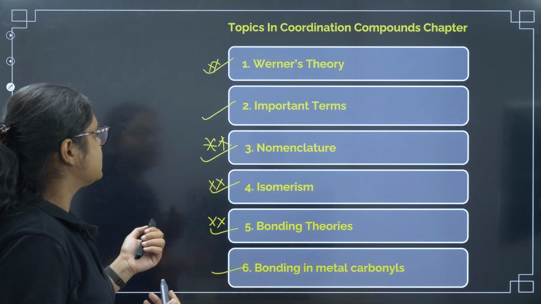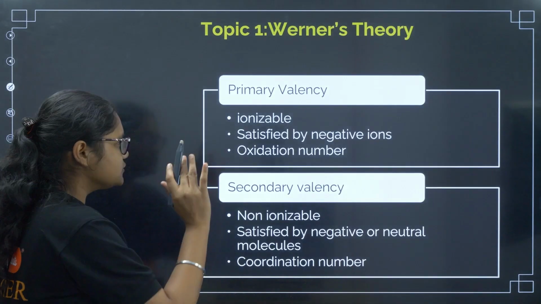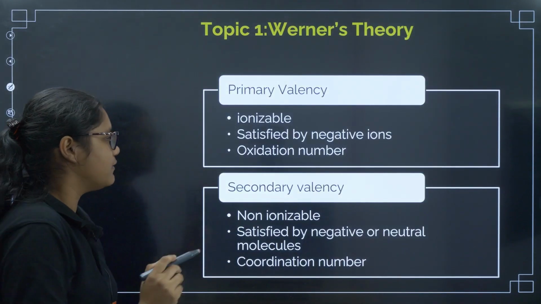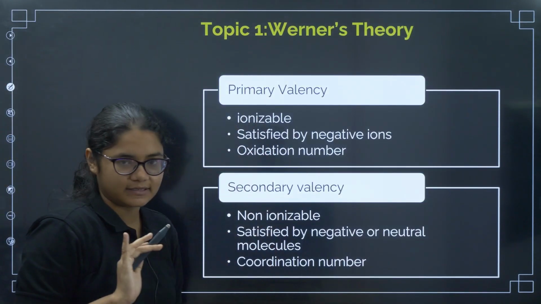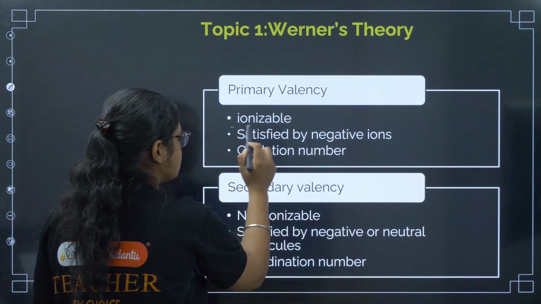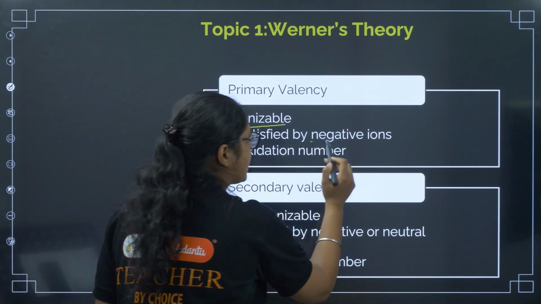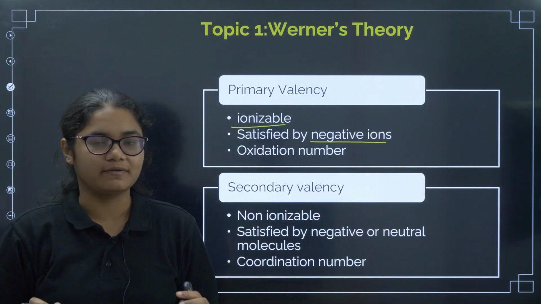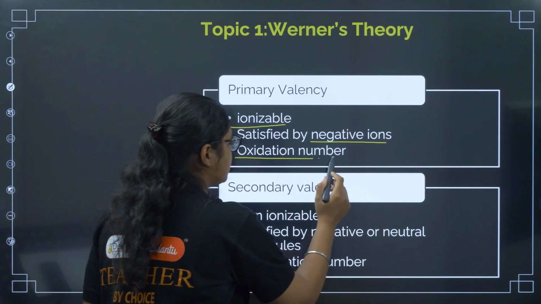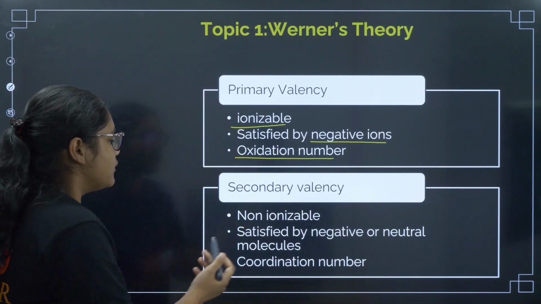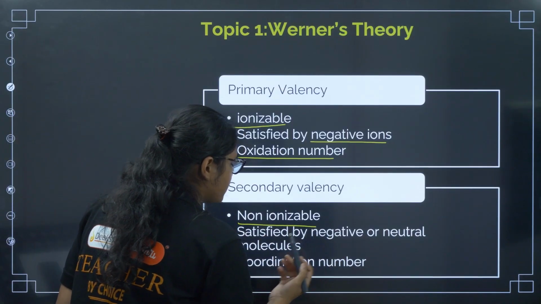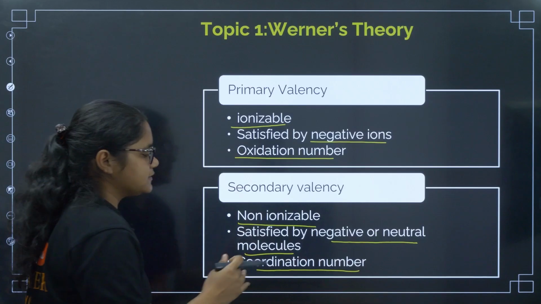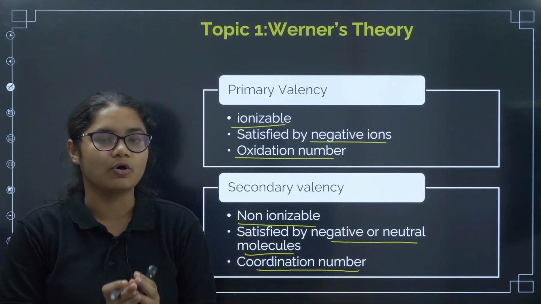Now let us start with Werner's theory. According to Werner's theory, in a coordination compound there are two types of valency: primary valency and secondary valency. The properties of primary valencies: they are ionizable and can be satisfied by negative ions. If someone asks what primary valency is, it is nothing but the oxidation number of the metal. Secondary valencies are non-ionizable and satisfied by negative ions or neutral molecules. What is secondary valency? It is the coordination number.